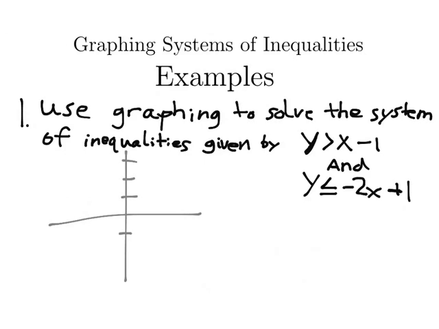It says y is greater than x minus 1. Well, that has a y-intercept of negative 1. I'll do this in blue. So it touches the y-axis at negative 1. And the slope is just 1, so that means if I go up 1 and over 1, I'm still on the line. Up 1, over 1, I'm still on the line, and so on.